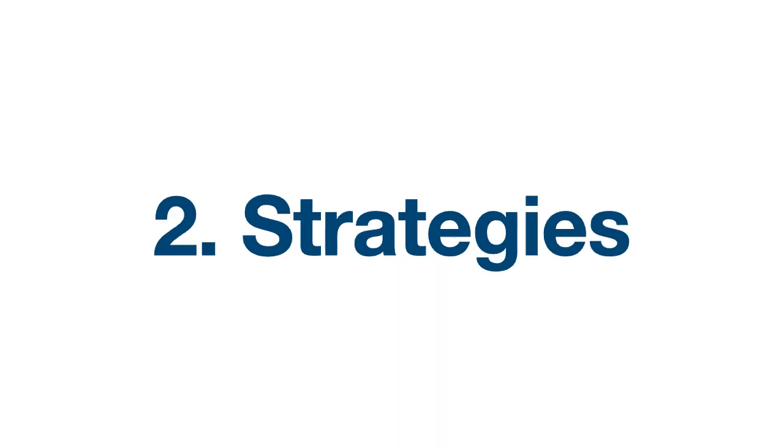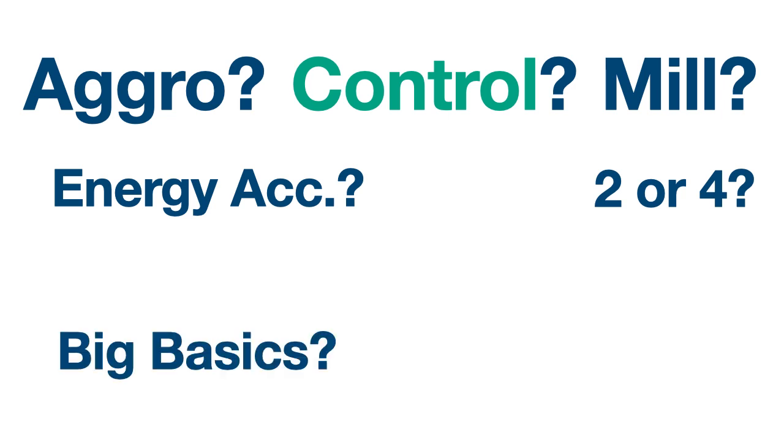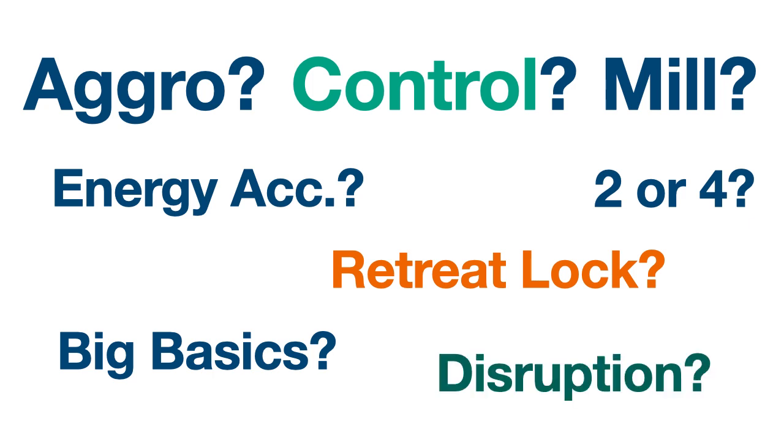Next is preferences for strategies. Do you like aggro decks? What about control? How about mill? Do you like lots of energy acceleration, or do you want to attach once per turn? Do you want to mill 2 or 4 cards at a time? 4 discards more, but it's often more difficult to set up. Do you like big basics? What about retreat lock? Do you like to include lots of disruption cards in your decks? Whatever you like, it's all part of your subjectivity.